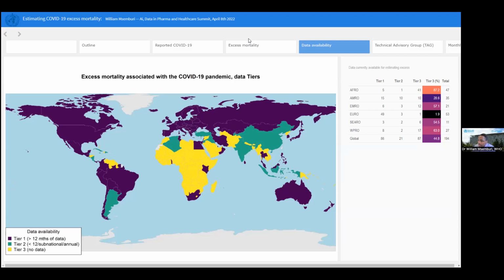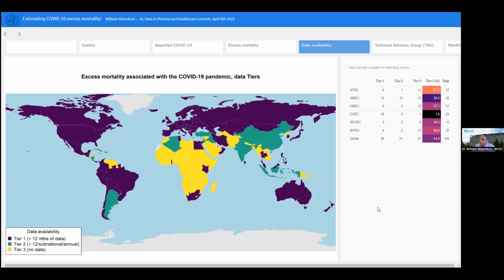So perhaps they have some subnational data instead of complete for the entire country, or it's only for a period. And then we have these countries which we're calling tier 3, which do not have any data on all-cause mortality for the period of the pandemic.